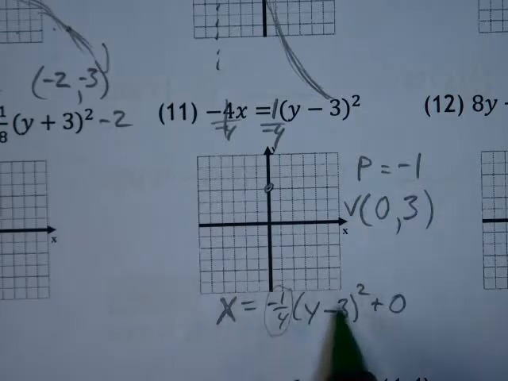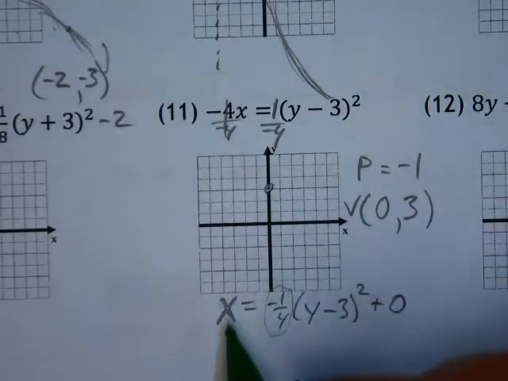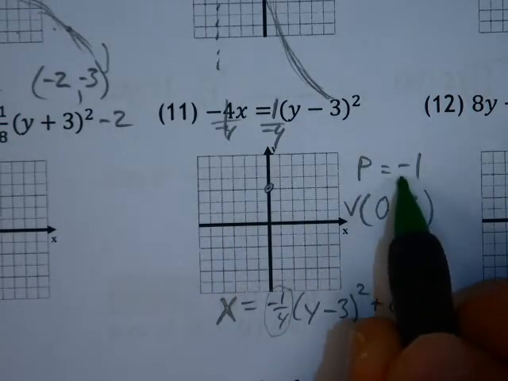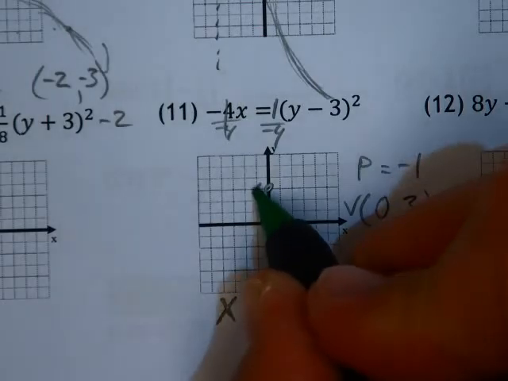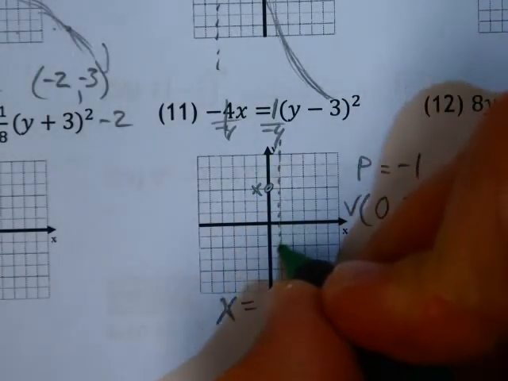And again, we've got to keep going back to this equation. Remind yourself, there's a lot going on here. So go back and remind, oh yeah, it's x. So it's to the right or to the left. That means it's to the left. So the focus is 1 unit to the left, right there. The directrix is right on the other side.